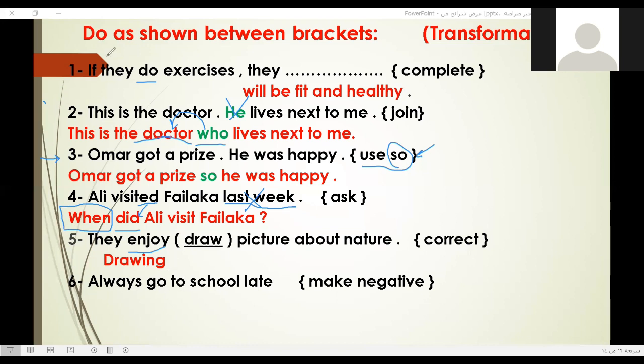Number six, read it, please. Always go to school late. Can you make it negative? Never go to school late. So we use never instead, to make a negative out of always. Thank you very much. Let's see. Never go to school late. Thanks a lot.